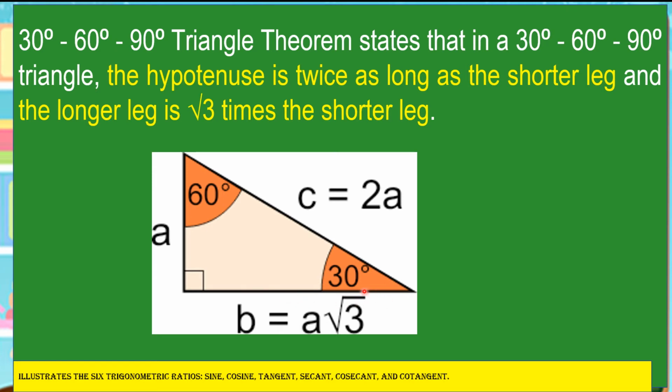So the formula: A is equal to A, B is equal to A square root of 3, and C is equal to 2A. For example, if A is equal to 5, therefore B is equal to 5 square root of 3. And if A is equal to 5, therefore side C is equal to 2 times 5, which is 10.